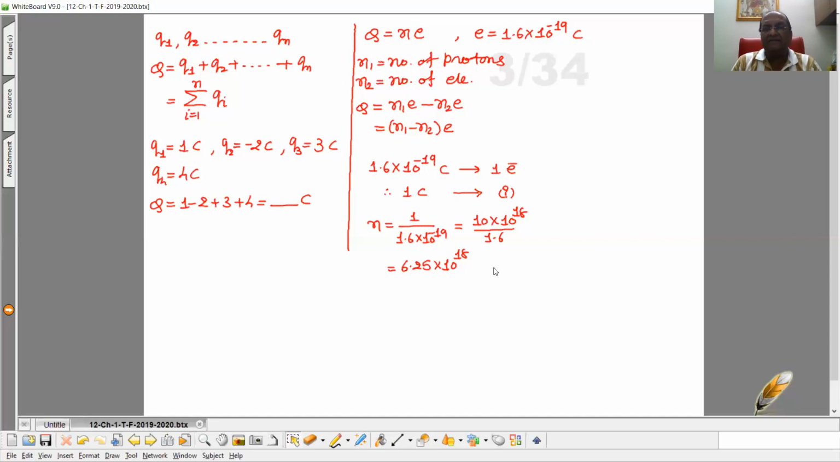It implies that if 6.25 into 10 raised to 18 electrons are together, or we can say if a system of 6.25 into 10 raised to 18 electrons is made, then the charge possessed by that particular system is 1 coulomb. So 1 coulomb is a large unit. Clear to all of you? Any doubt in this one?